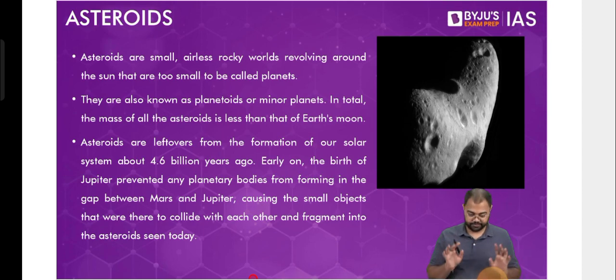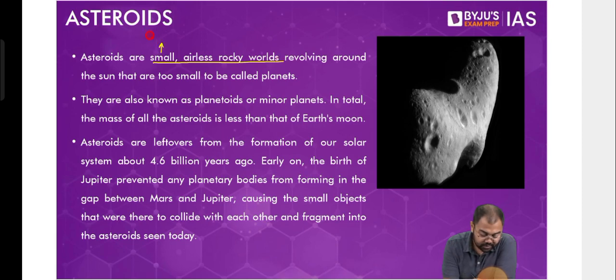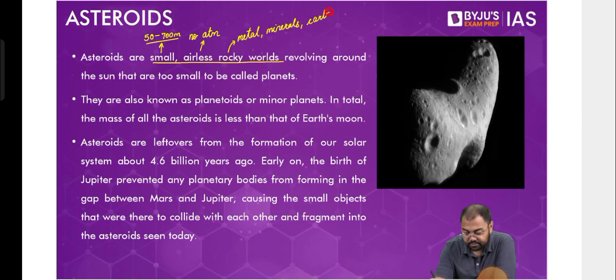Secondly, they do not have an atmosphere. That's why we are saying these are small, airless, rocky worlds. Small, airless, rocky. These are the three keywords when it comes to an asteroid. Small, so they could be just 50 meters to maybe up to 600, 700 meters in size. Airless because they have no atmosphere. And when we say rocky worlds, they can be made of a metal, some minerals, or completely of carbon. They can be made of anything.